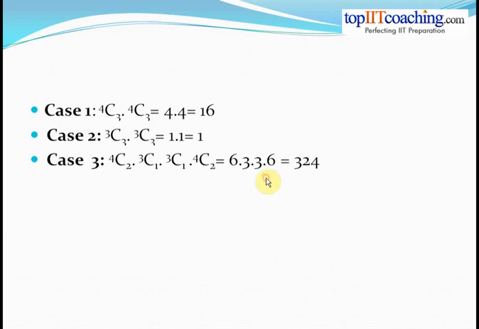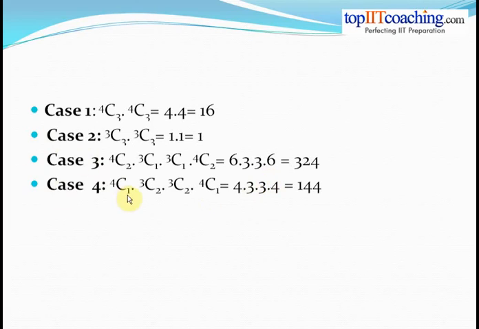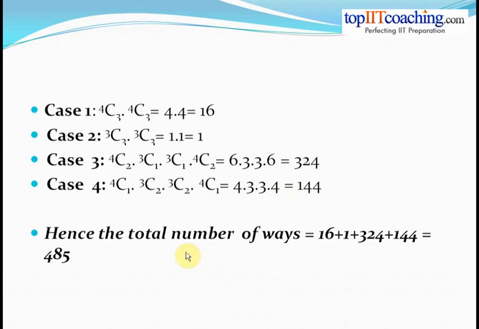For case 4, out of 4 ladies, the man invites 1 lady, that can be done in 4C1 ways. And out of 3 gentlemen, 2 gentlemen have been invited in 3C2 ways. For the wife, out of 3 ladies, 2 ladies have been invited in 3C2 ways, and out of 4 gentlemen, 1 gentleman has been invited in 4C1 ways. So that is equal to 4 into 3 into 3 into 4, that is equal to 144. Hence, the total number of ways is equal to 16 plus 1 plus 324 plus 144 equal to 485.